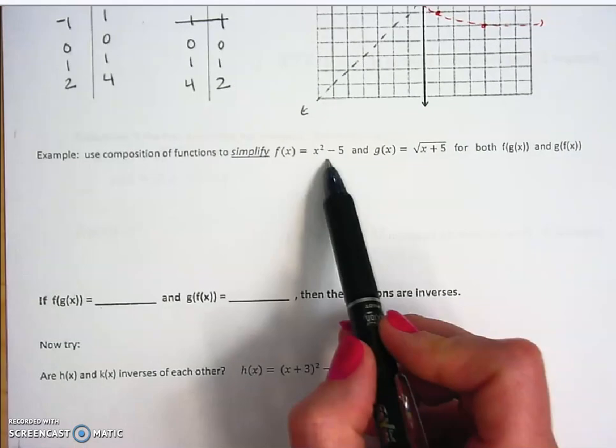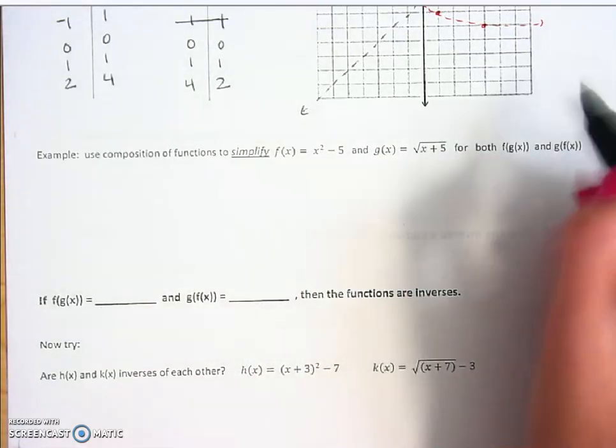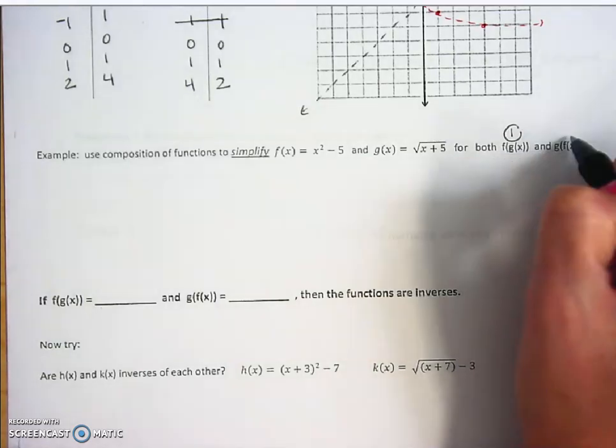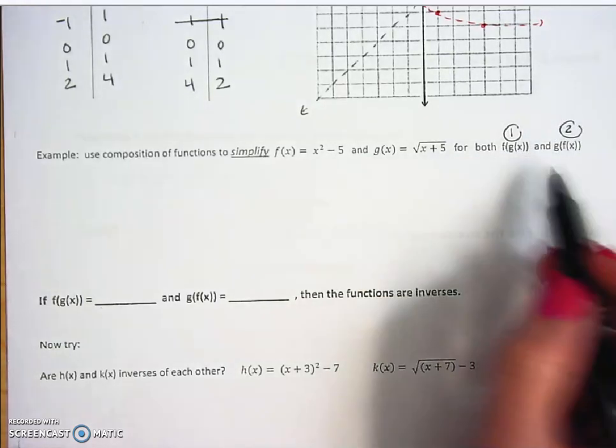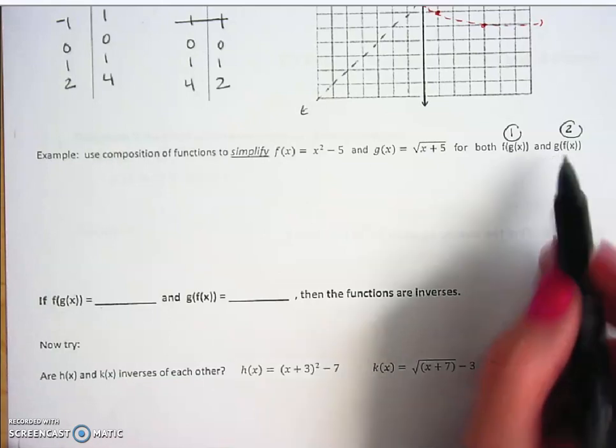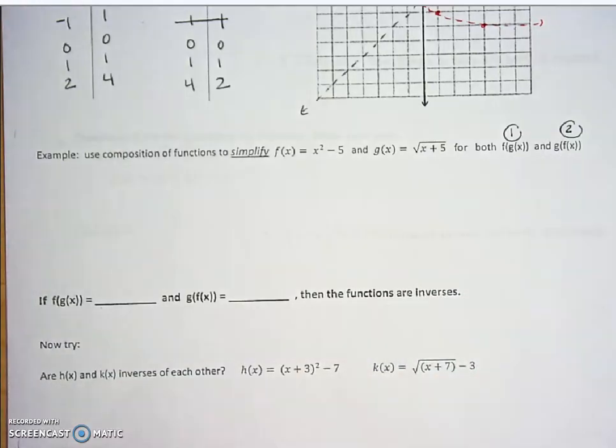is use these two functions to find f of g of x and then g of f of x. This is a function composition that we talked about in the last unit. And remember, that's where you take one function and plug it into another function. You substitute one function into another function for the x value.